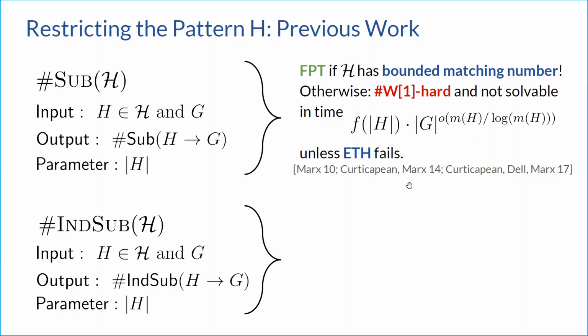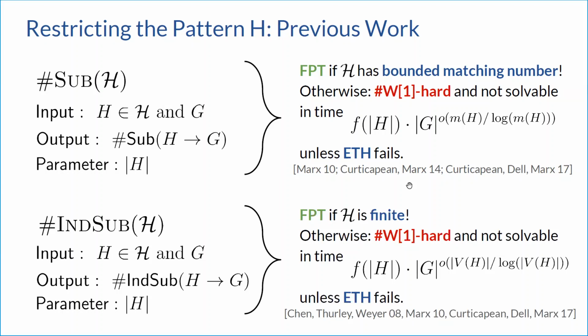Then for induced subgraphs, a similar classification is due to Chen, Thurley, and Weyer, and again Curticapean, Dell, and Marx. It is known that if the class of graphs is finite, then the problem is fixed parameter tractable. This is actually very easy to show, but the interesting part is that in all other cases, so for every infinite class of allowed patterns, the problem becomes hard, and still we get a hardness, we get #W[1] hardness and an almost tight lower bound under ETH. And let me say here that for all natural classes H, we actually get a tight lower bound.